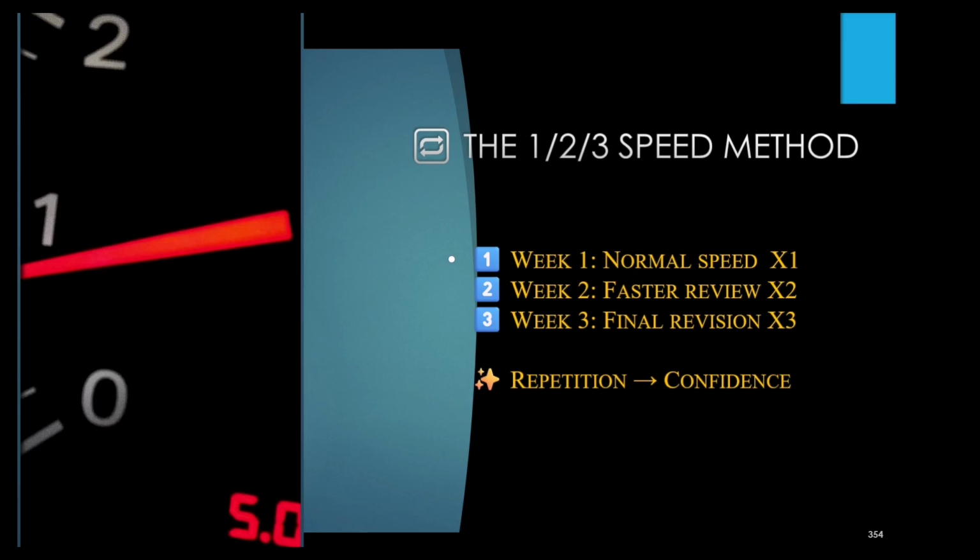One of the key things we encourage in the course is a simple 1-2-3 speed method. In your first week, you go through the lessons at normal speed and focus on understanding the concepts properly. In your second week, you revisit the same material at a faster pace to reinforce what you've already learned. In your third week, you go through it again at even higher speed so that recognition, recall, and familiarity start to become natural. Over time, this repetition builds something very important, familiarity. And familiarity leads to confidence.